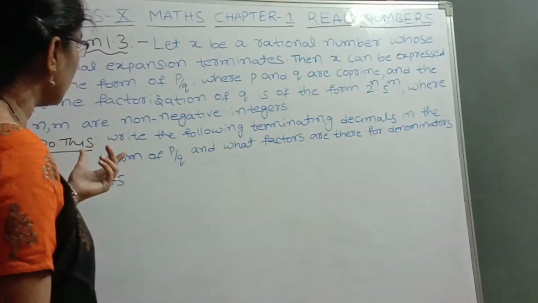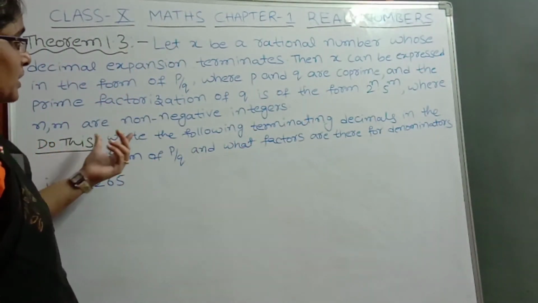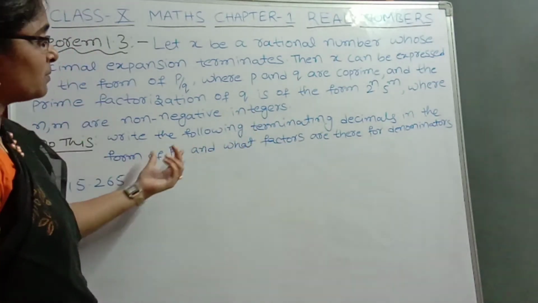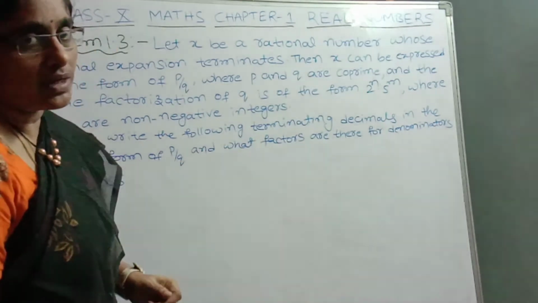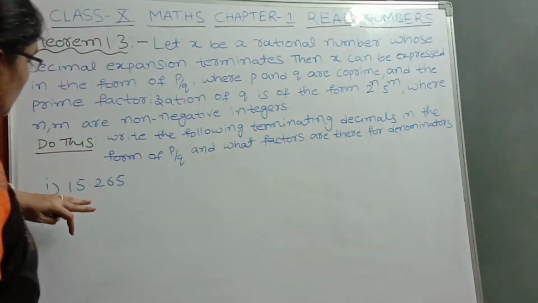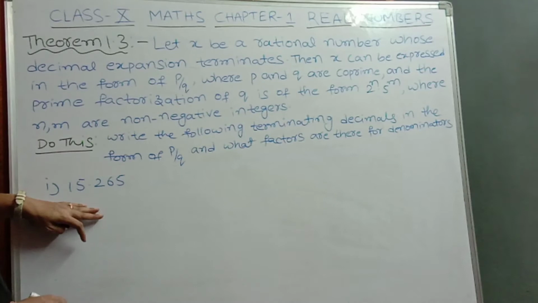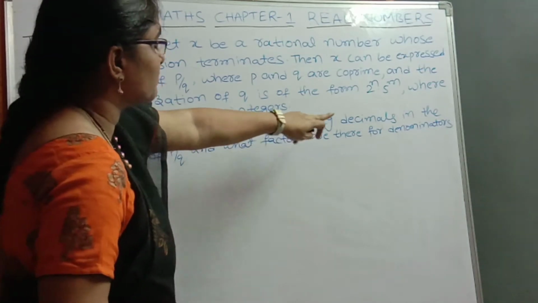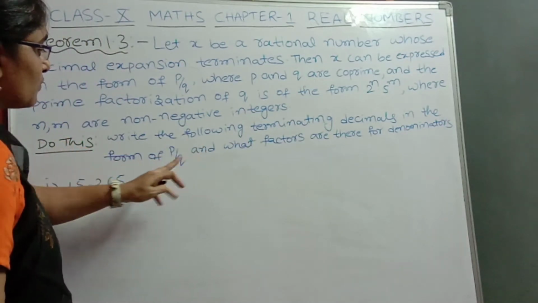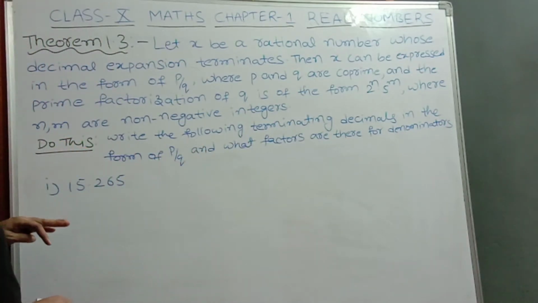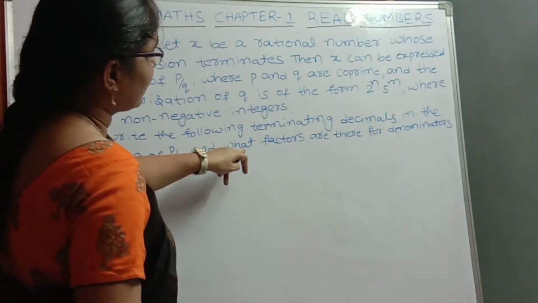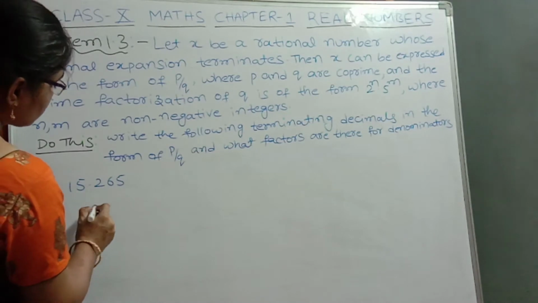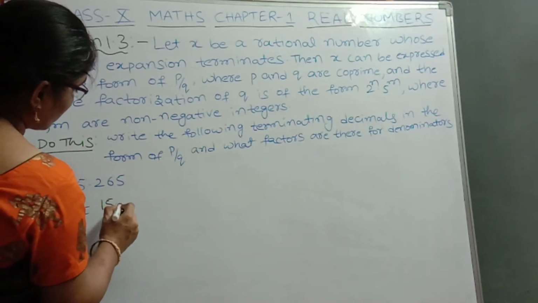In the same way, let us do these problems: write the following terminating decimals in the form of p by q and find what factors are there for the denominators. Here the first problem is 15.265. First we have to write this in the p by q form. After that we have to find what factors are there for the denominators. Let us see how you write it in the p by q form.